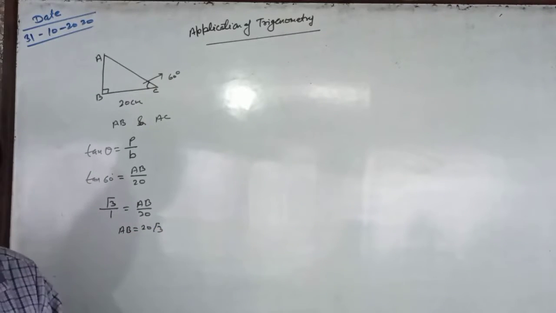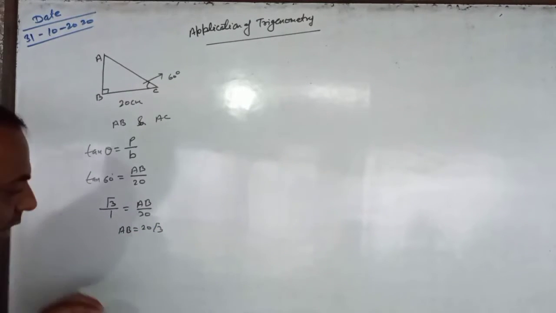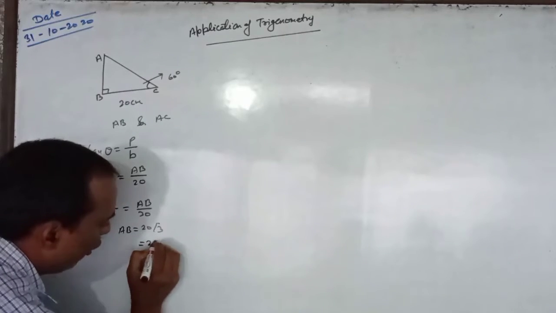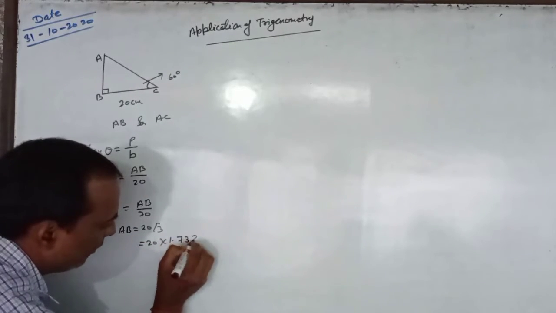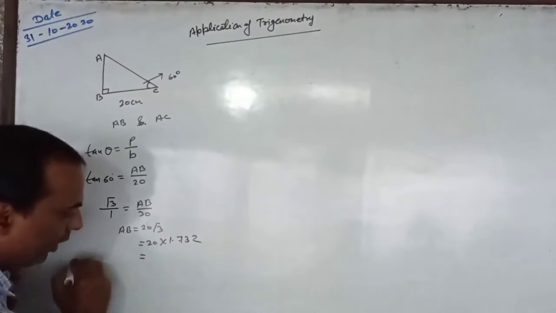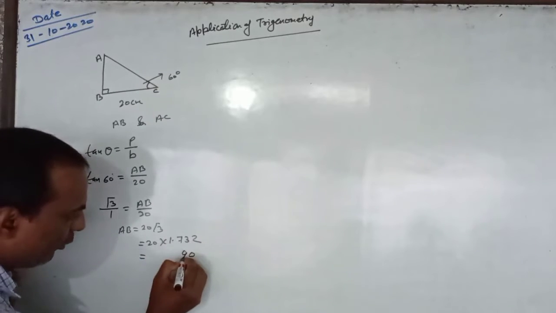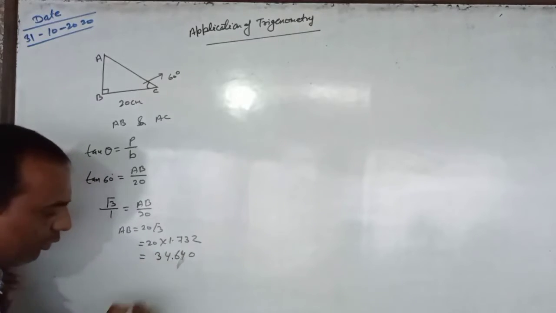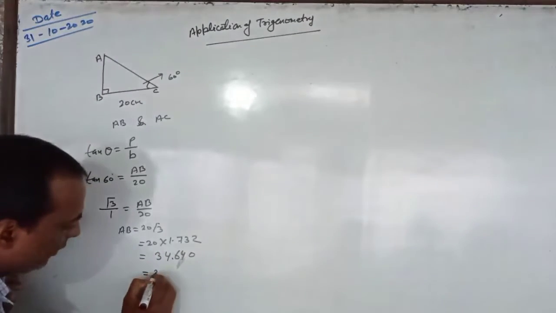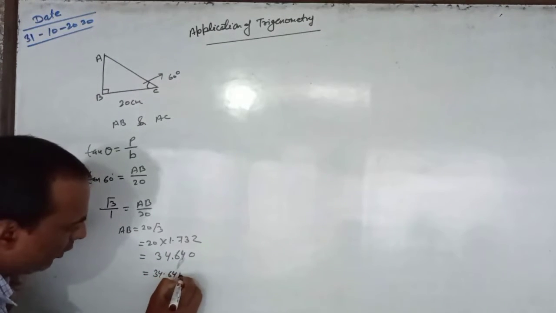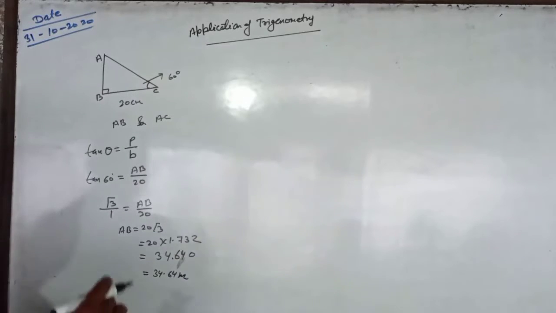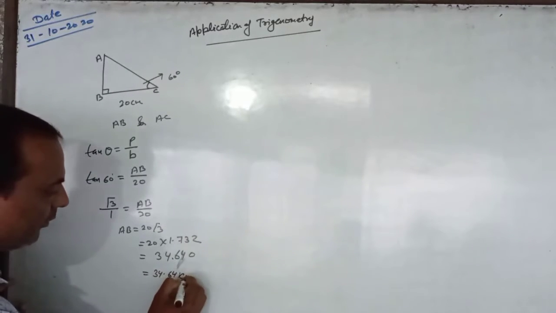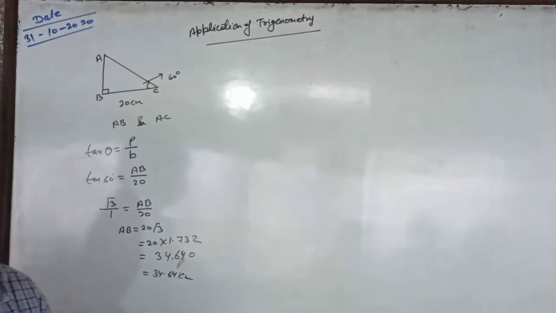Or if we want the numerical value, then we can write here 20 into 1.732. Our product will be 34.64 meters, or cm, whatever unit is given.